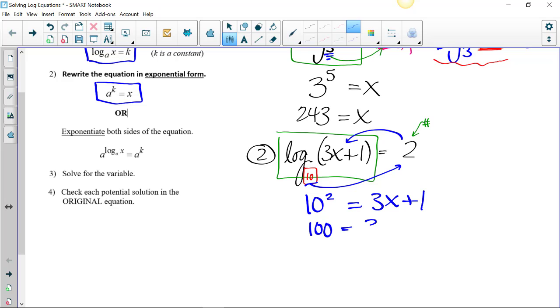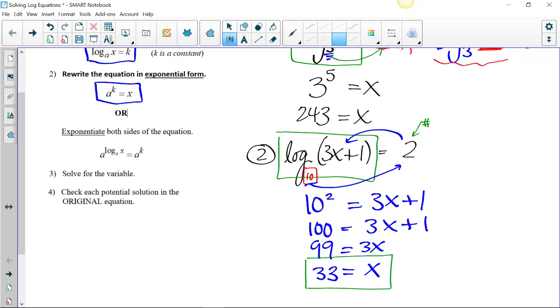So 10 squared is 100. Isolate the x term and then divide by 3. So I end up with x equals 33. My biggest concern is when I put this back into my original equation, I want to make sure that the argument of my logarithm evaluates out to be a positive number, which it should. 3 times 33 is 99 plus 1 is 100.